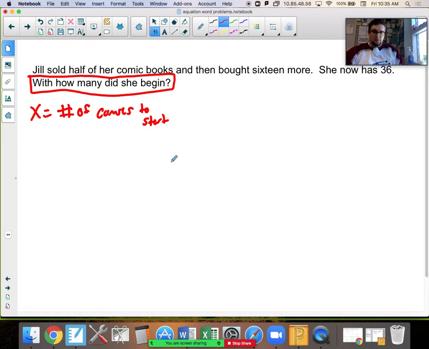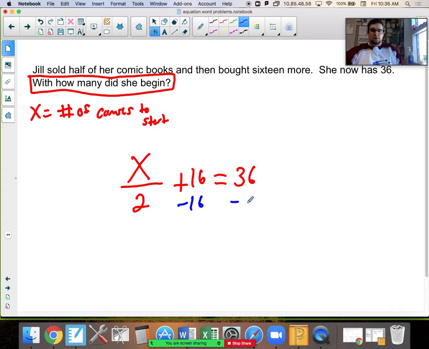So here's the number of comic books she started with. First thing she did was sell half of them. Then she added 16. That leaves us with a total of 36 right now. We can subtract 16. We get x over 2 equals 20. Multiply by 2. And x represents 40. 40 what? Comics.